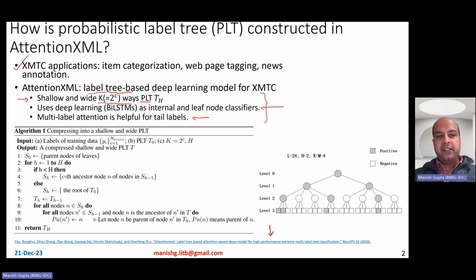Now, in the remaining part of this slide, I'm going to talk about how the probabilistic label tree is constructed in Attention XML. To construct that tree, you do a few things, but let me first talk about basic things. As you see, they call it H equal to 2, because H is the height of the tree, and in the height, they do not count the root node and the leaf node. So H is just 2. Also, you see L equal to 24. This tree has been drawn for 24 labels. Of course, labels form the leaves. Since there are 24 leaves, I'll call it 24 labels.